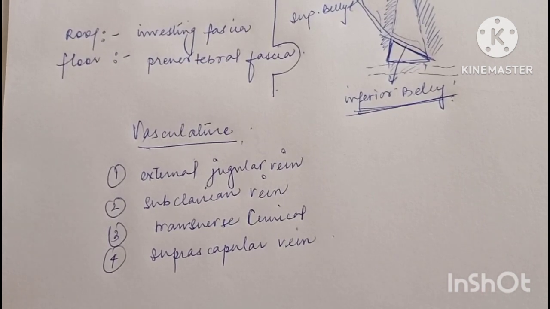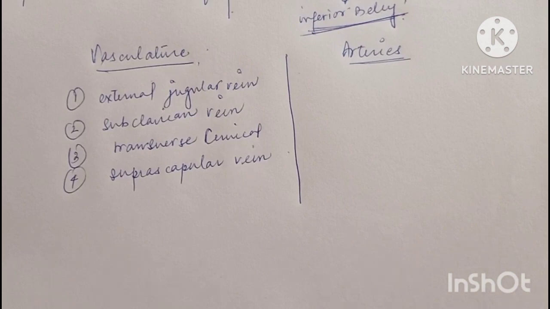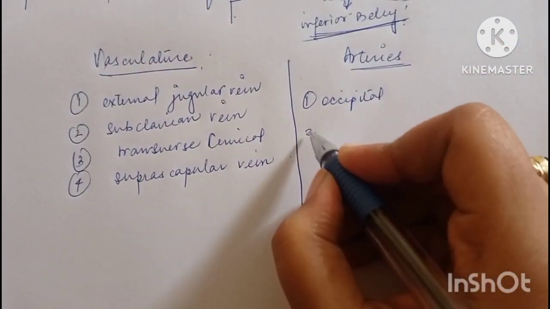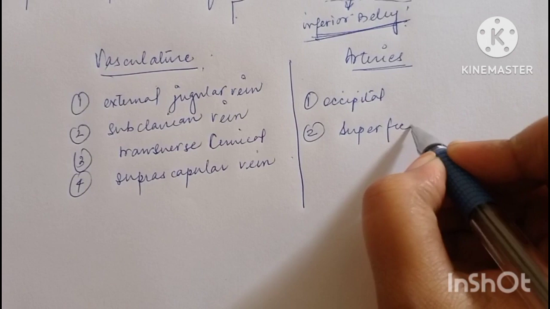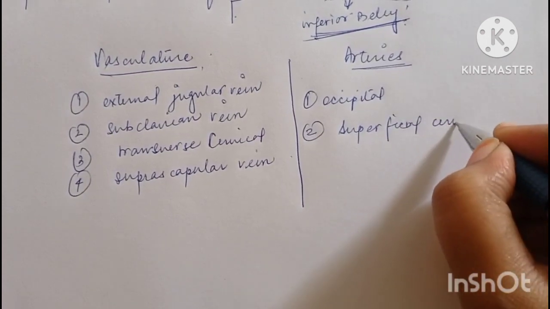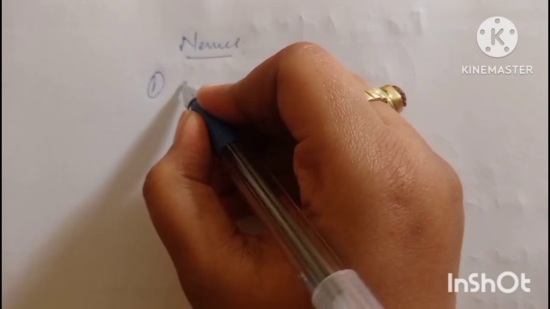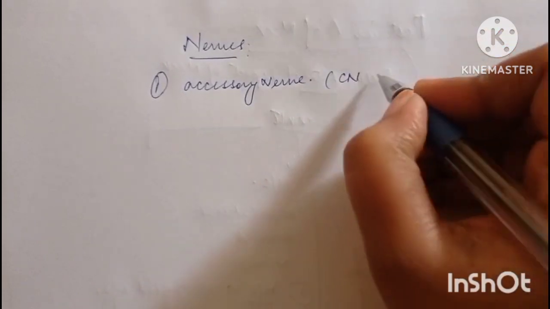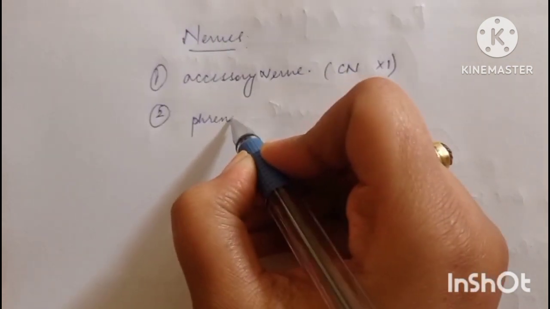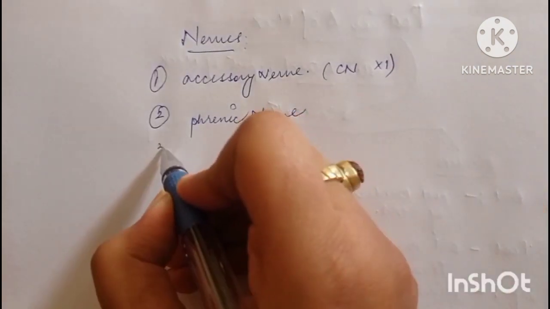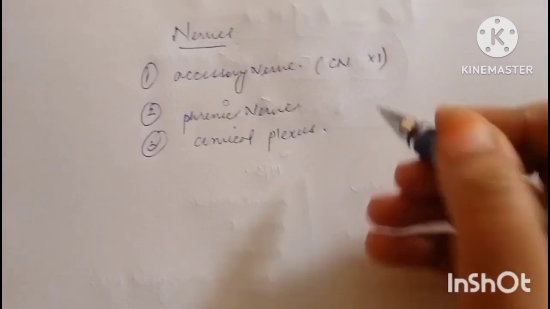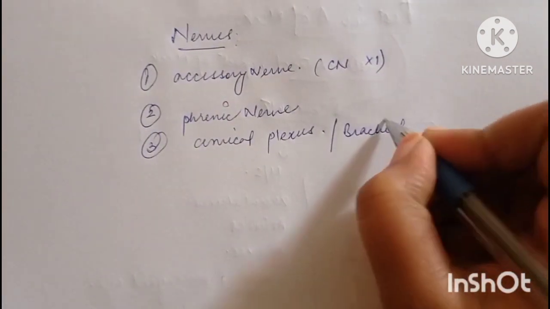Now let's come to the arteries. The first is the occipital artery, then the superficial cervical artery. The first nerve is the accessory nerve, that is the 11th cranial nerve. Second is the phrenic nerve. Third is the cervical plexus or brachial plexus.